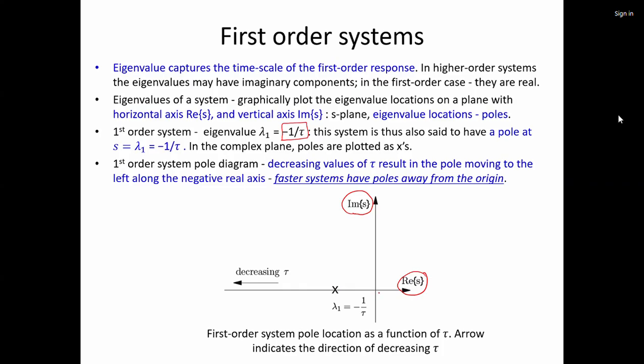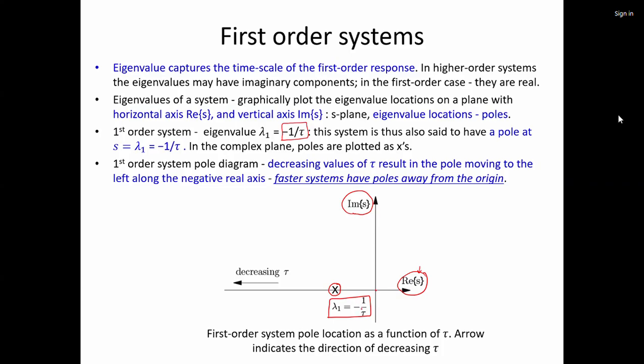But for a first order system, since the solution is real-valued, the solution will only lie on the x-axis, which has real values. And this has a negative sign. So since this is the origin, the pole or the solution will lie on the negative x-axis, which is -1 over tau.